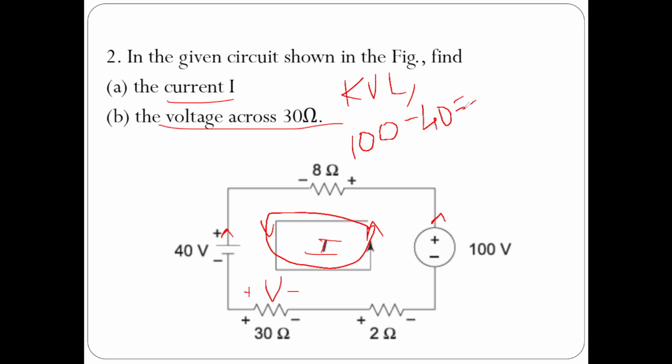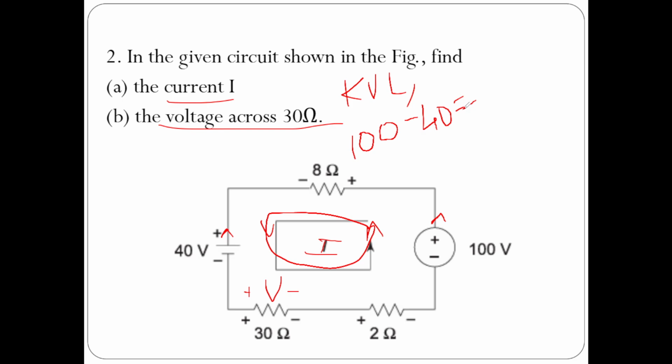plus I into another voltage drop across 2 ohms, that is 2, plus I into voltage drop across this resistor 30 ohms, that is I into 30. So 100 minus 40 equal to 8 into I plus 2 into I plus 30 into I.